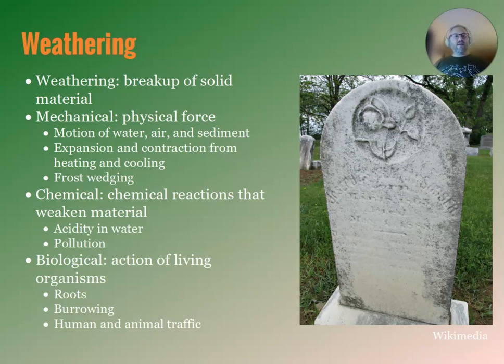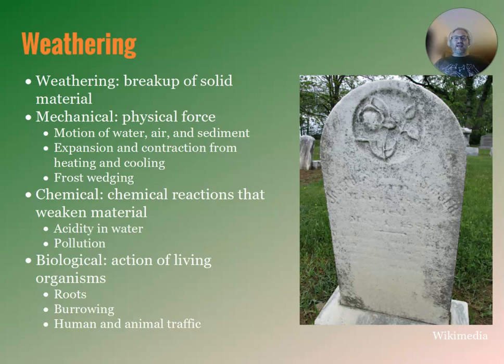We also have chemical weathering. So chemical weathering occurs when we get chemical reactions that weaken or break up materials. So one of the really important sources of chemical weathering is acidity in water that either flows across or falls as precipitation onto things. So if that water in its pure state is neutral in pH, it's neither an acid nor a base, but there's lots of things that can make that water a little bit acidic.